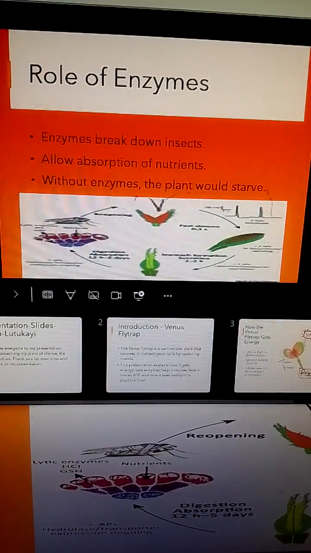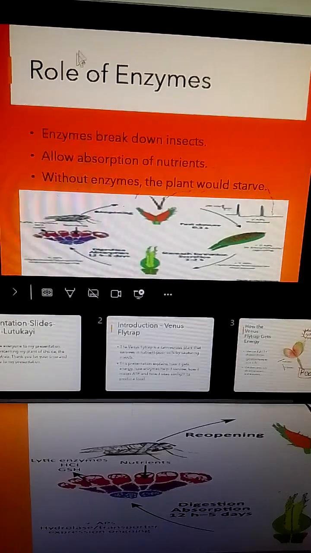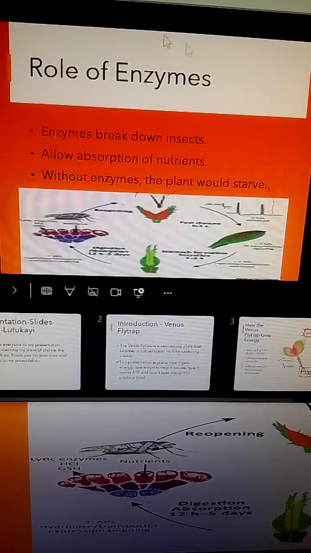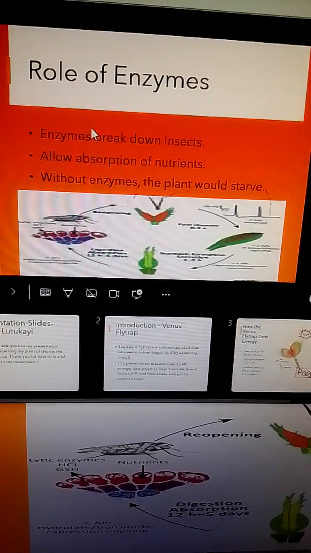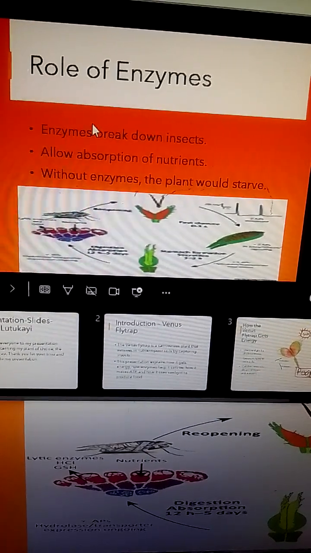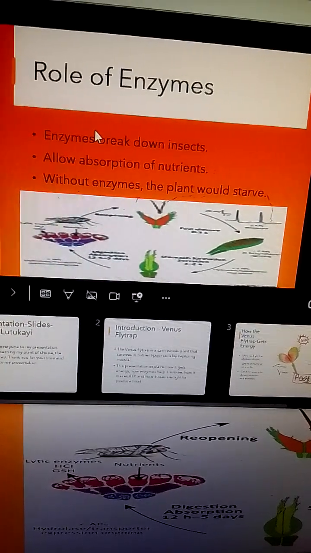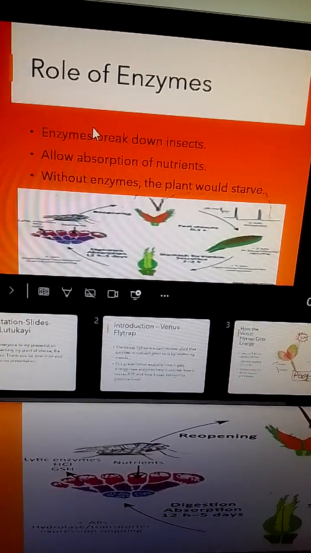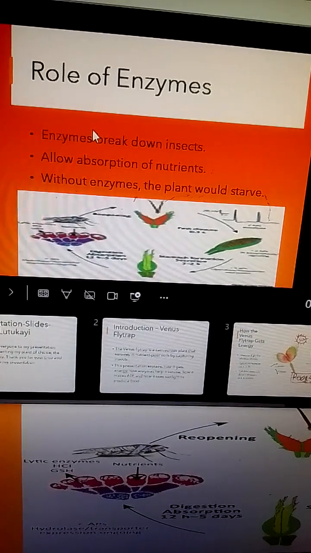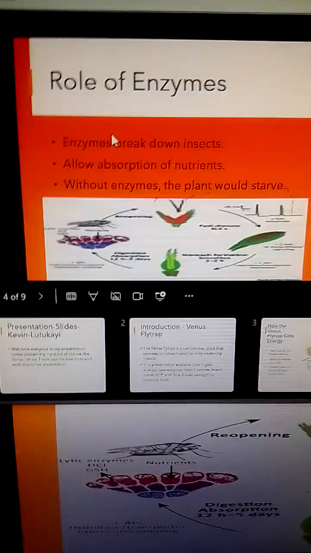Roles of enzymes. Enzymes play an important role in helping the Venus flytrap digest the insects it catches. Once an insect is trapped, the plant releases enzymes onto the insect's body. These enzymes break the insect down into simple nutrients that the plant can absorb.